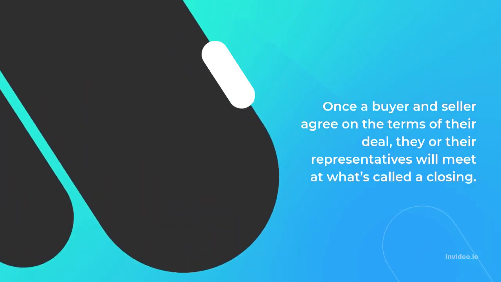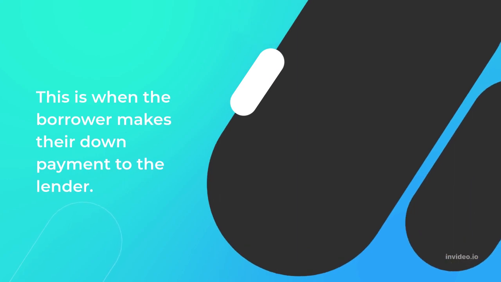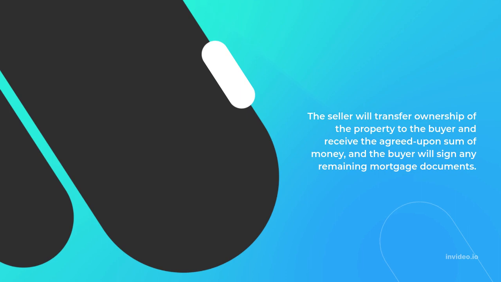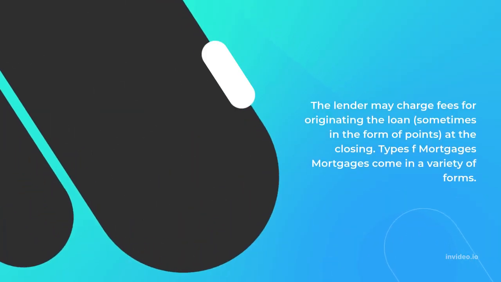Once a buyer and seller agree on the terms of their deal, they or their representatives will meet at what's called a closing. This is when the borrower makes their down payment to the lender. The seller will transfer ownership of the property to the buyer and receive the agreed upon sum of money, and the buyer will sign any remaining mortgage documents. The lender may charge fees for originating the loan, sometimes in the form of points, at the closing.